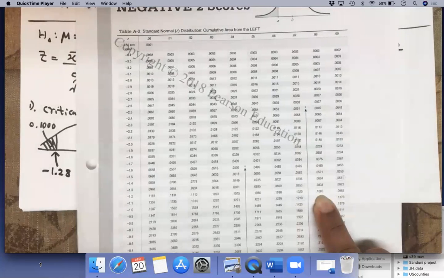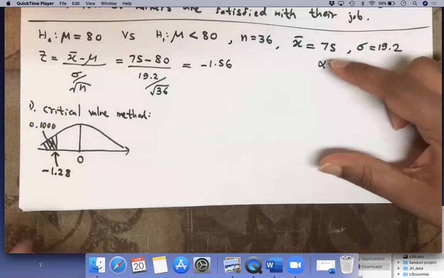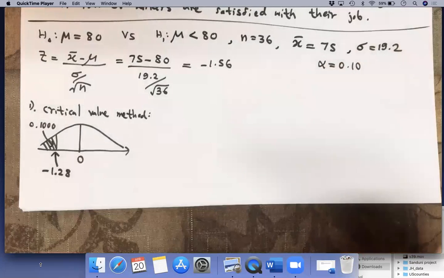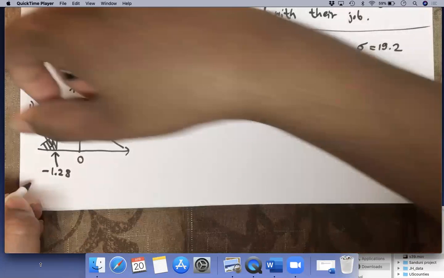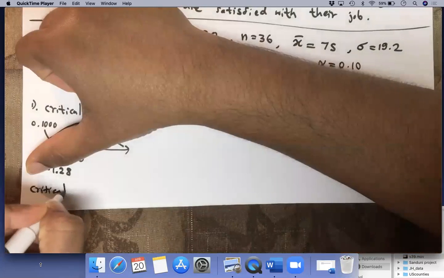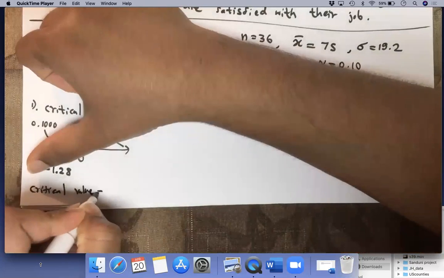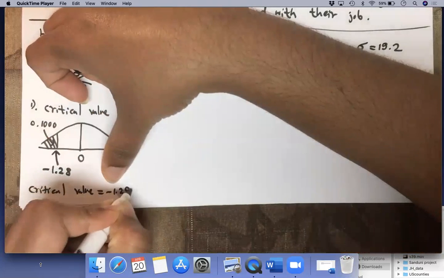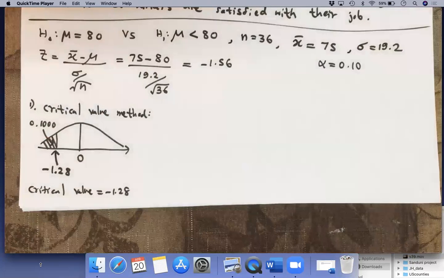Okay, now we have the critical value. So this is my critical value. I will write it here. The critical value is negative 1.28. Now mark your test statistic.